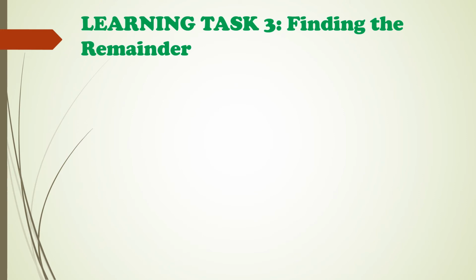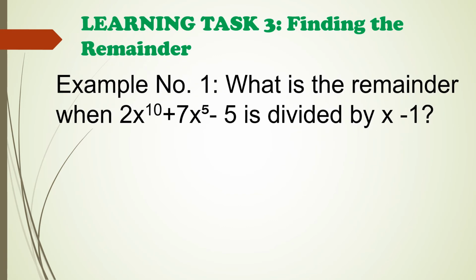Okay, now let's have learning task number 3, and this time finding the remainder. Example number 1. What is the remainder when 2x to the 10th power plus 7x to the 5th power minus 5 is divided by x minus 1? Solution.